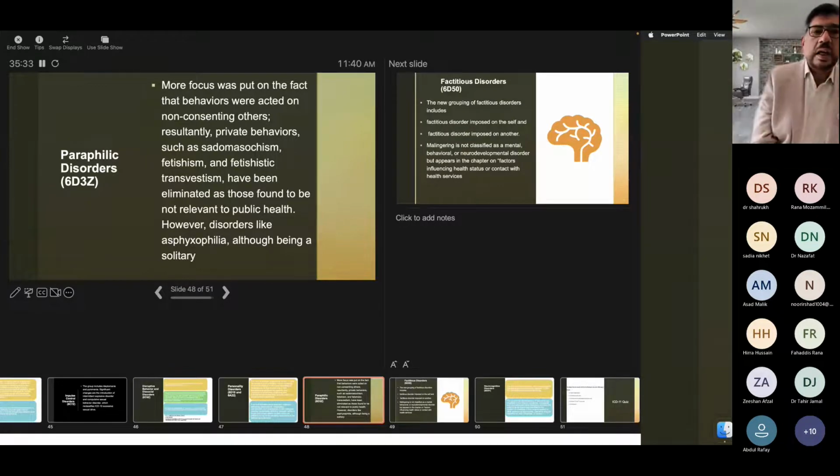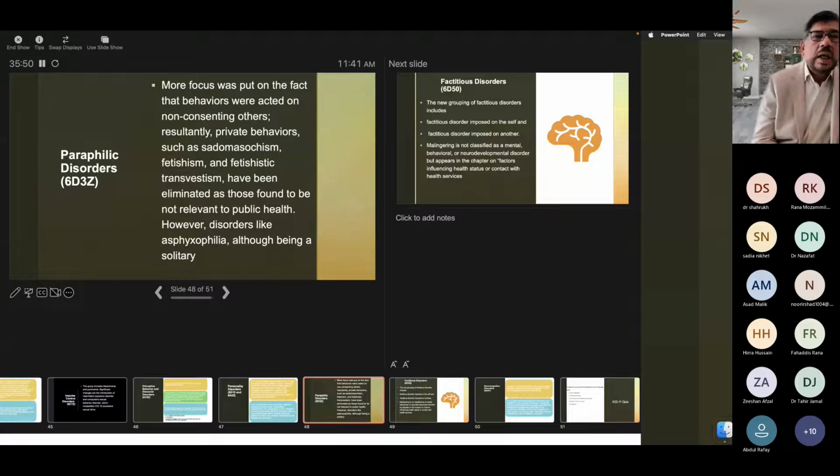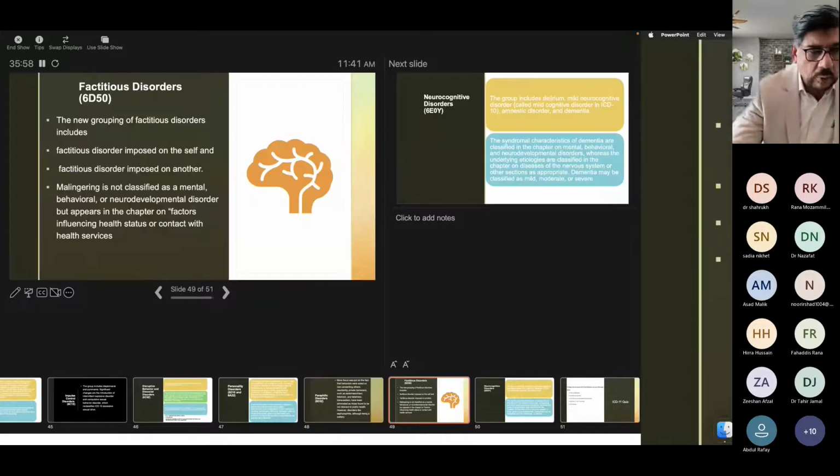However, disorders like asphyxophilia, although being solitary, so having sexual gratification by asphyxiation is still there, but the rest of the things have been removed. Paraphilic disorders. Now, this was confusing for me, and I believe that we should read about them in detail before we talk more about them. Fictitious disorder.